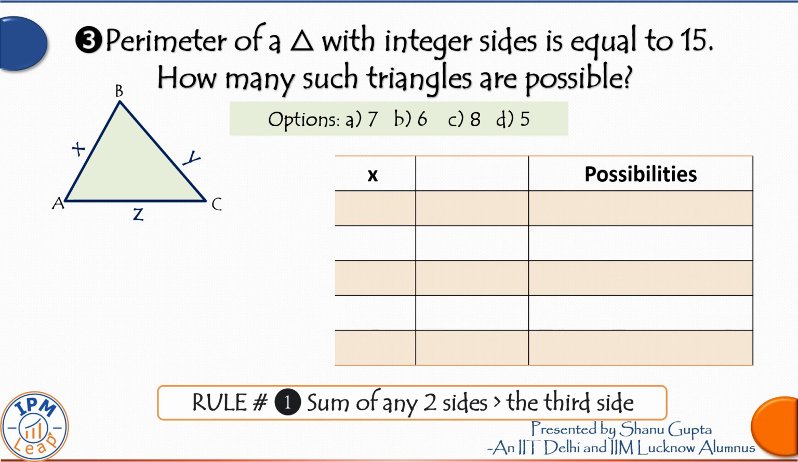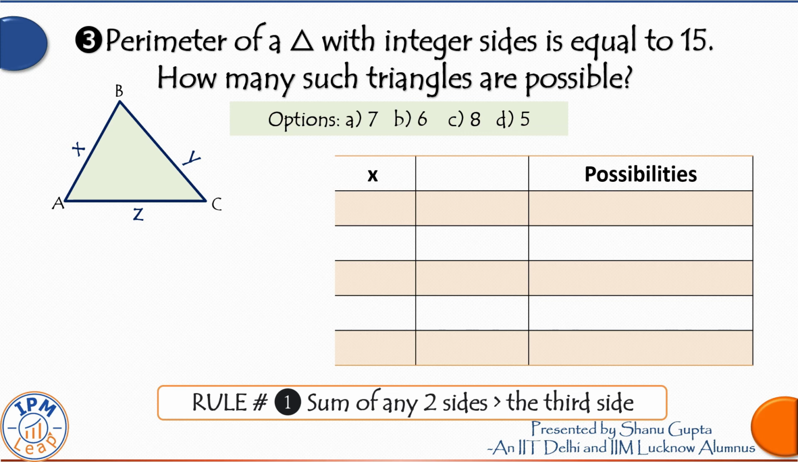Let us take up our third and final question now. This question is slightly tricky because we need to ensure that we don't double count our cases. The question is, perimeter of a triangle with integral sides is equal to 15. How many such triangles are possible?